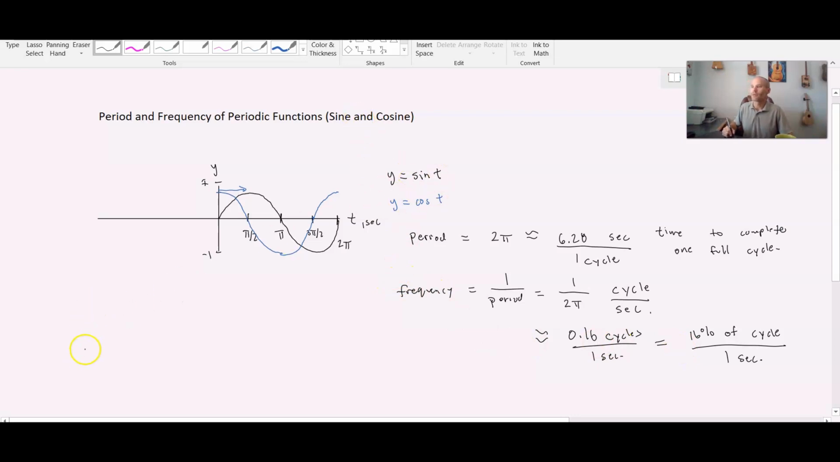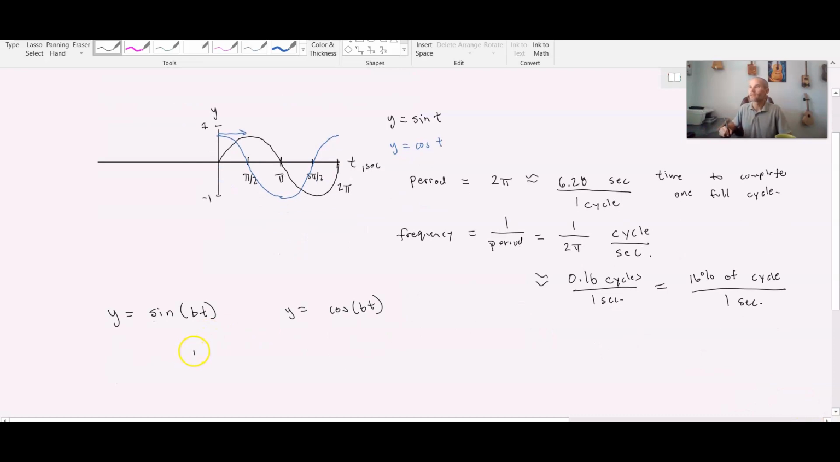Now, we could also have y equals sine of bt versus y equals cosine of bt. And in either of these cases, we can recall period is equal to 2 pi over b. So that makes sense in this case because if our parameter is 1, then period is equal to 2 pi over 1, which is just equal to 2 pi. But as you increase the value of b, that's going to decrease the period. It's going to basically make the oscillations occur more rapidly.